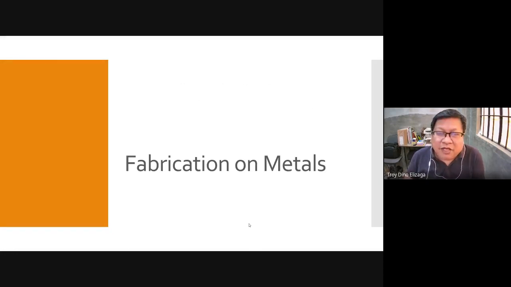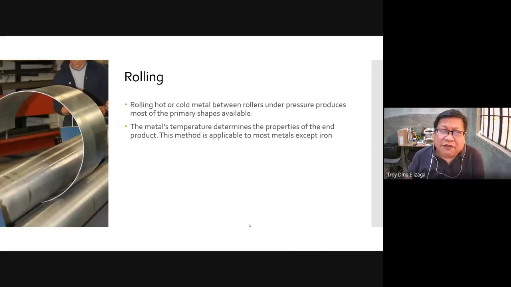Now, how do we fabricate metals? So there's a lot, and there are terms that are very confusing. One is rolling, so it's very easy to imagine. The picture also shows it. So the metal goes through rollers, and then they are shaped accordingly.